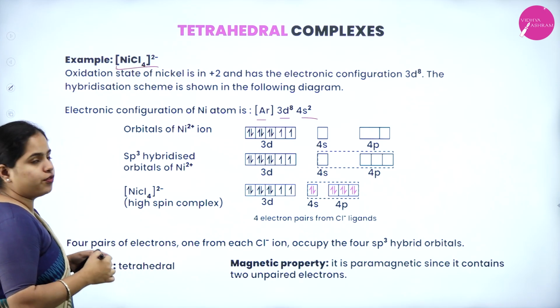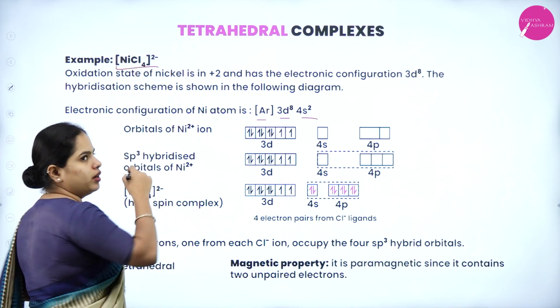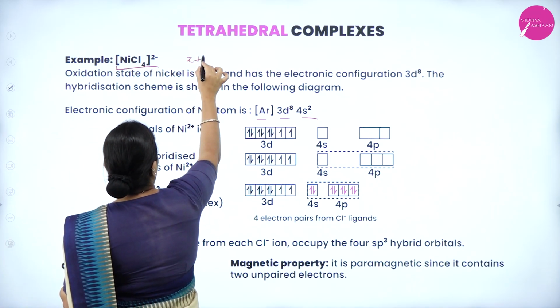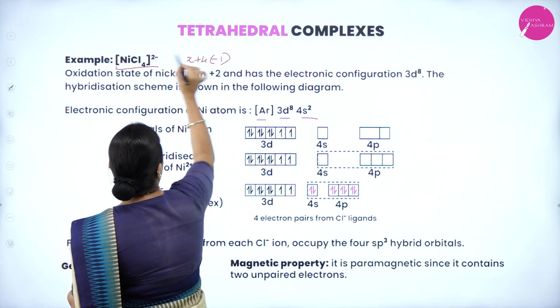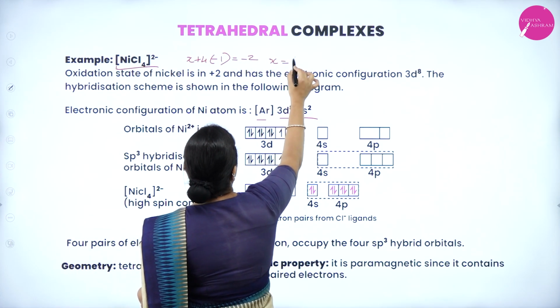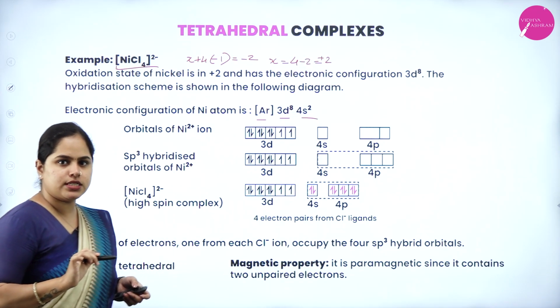Now what do you have to do? We have to calculate the oxidation number of nickel. For chlorido, it is -1, and there are 4 of them. So x plus 4 into -1 equals -2, so x equals 4 minus 2, which is +2. So the oxidation number is calculated.